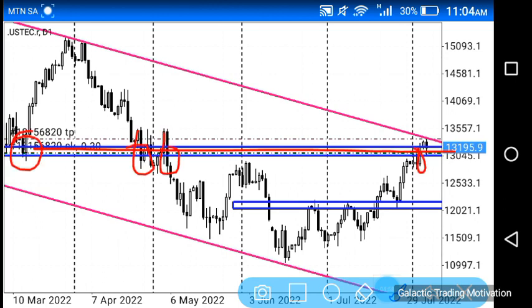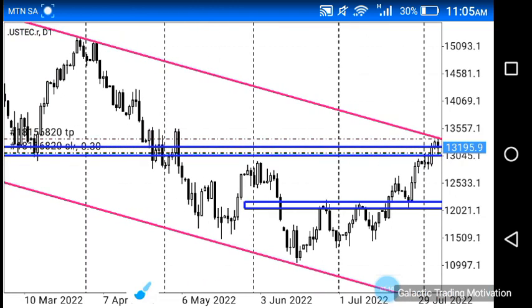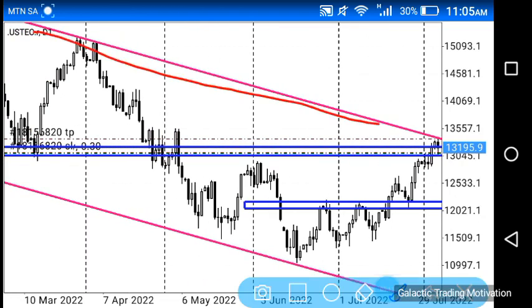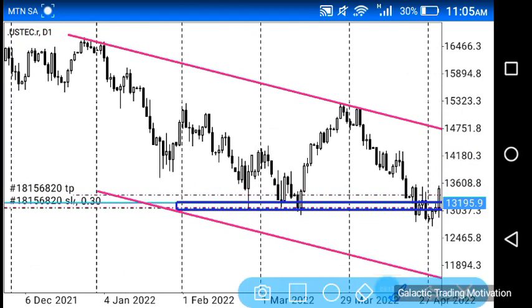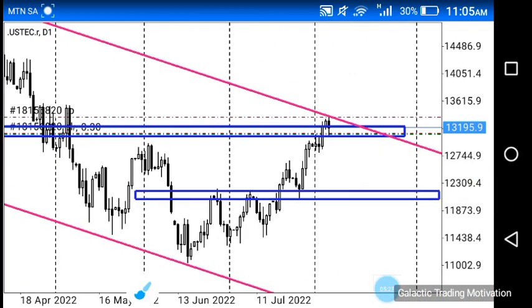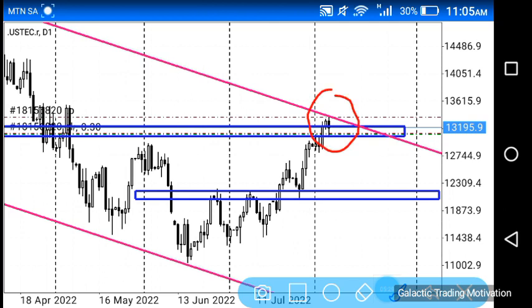Right? And also it is the neckline of that huge M structure that I spoke about. To add to that, we also have this channel over here. Let's see. We had a first touch over here, a second and third touches over there, and then at the moment we are having another touch over here. So there is confluence as far as the market pushing down to at least this level is concerned.